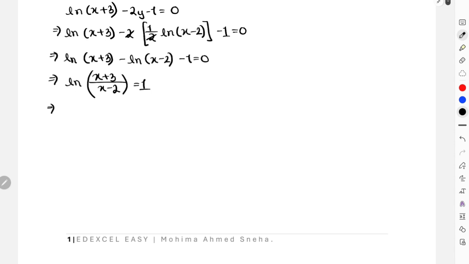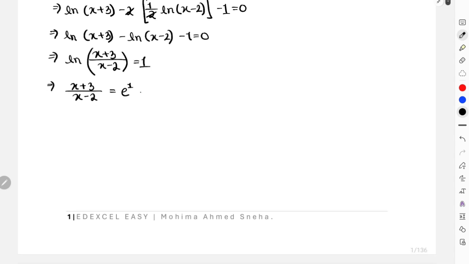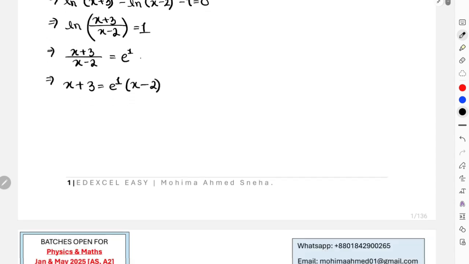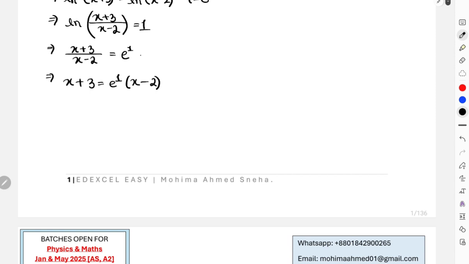Eventually if you take this ln to the right hand side again, ln inverse becomes exponential. So now you have (x + 3)/(x - 2) equals e to the power of 1, or just e. From this part, the final answer would be x + 3 equals e to the power of 1, and this gets multiplied with x - 2, whatever you had on the denominator of the left hand side.